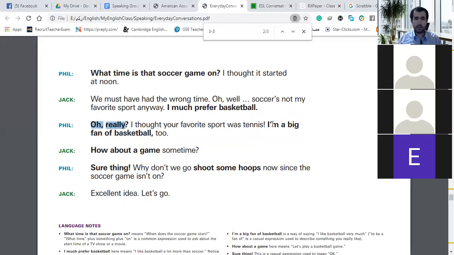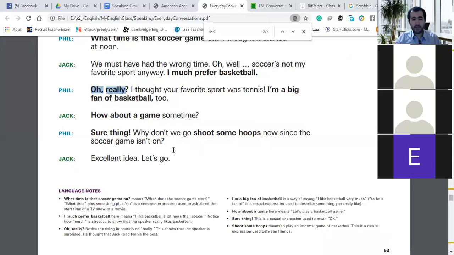I'm a big fan of tennis. Follow it. Scrabble, and so on. How about a game sometime? How about a game means, how about we play a game together? Sure thing. Sure thing is an informal or casual expression that means I totally agree with you. I really like that. Why don't we go shoot some hoops?